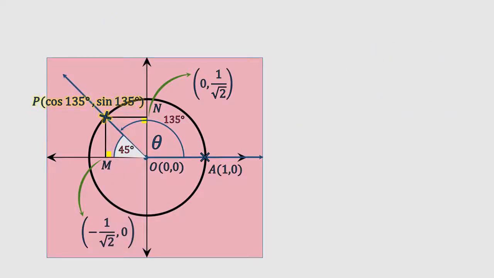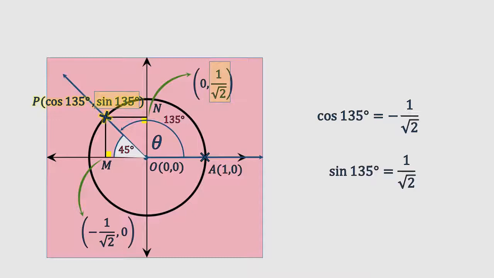This implies that cosine 135 degrees, the x-coordinate of P, the same as the x-coordinate of M, is minus 1 by square root of 2, and sine 135 degrees, the y-coordinate of P, the same as the y-coordinate of N, is 1 by square root of 2.